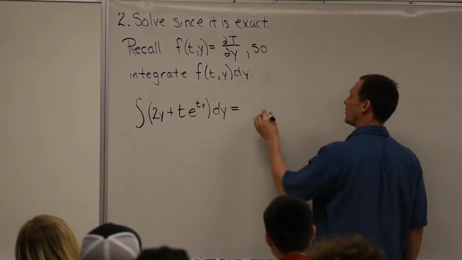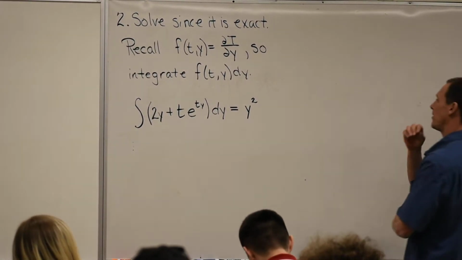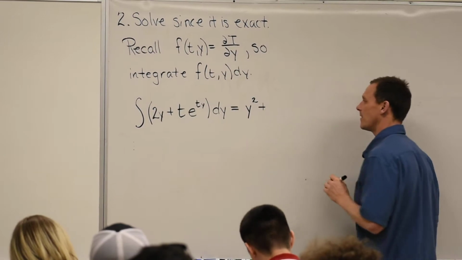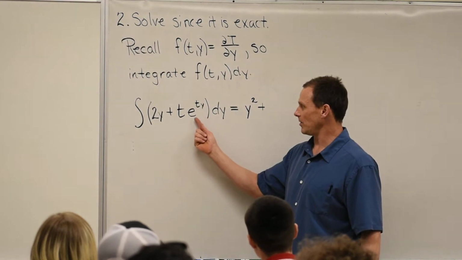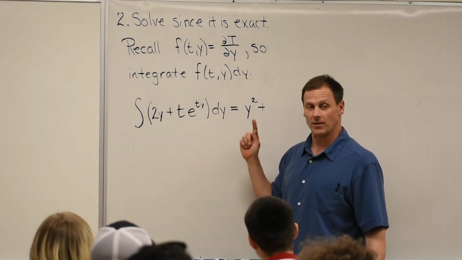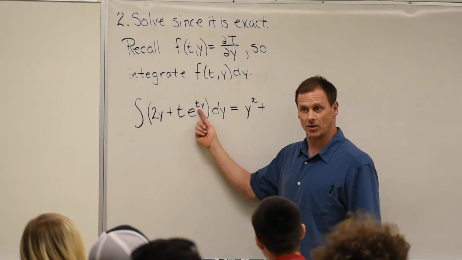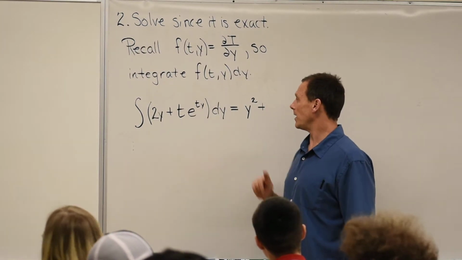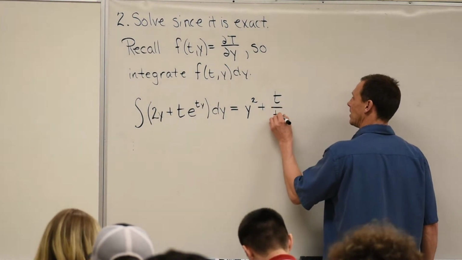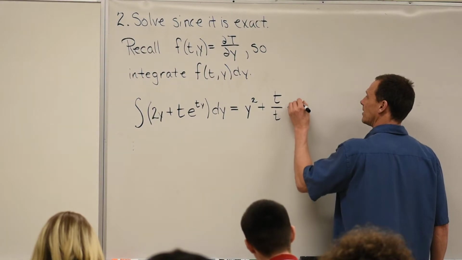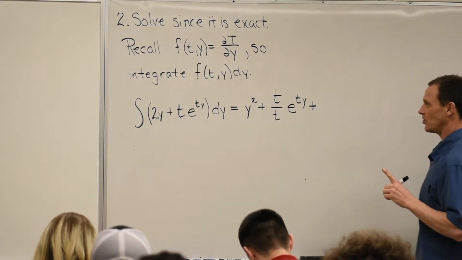I think we're going to get a y squared plus, oh, t is a constant, isn't it? t is a constant. So the only y, just think of this as e to the ay, if you will. So I would need to divide by my coefficient, my t. And I think I would have that. So I'd have t over, divide by t, e to the ty plus. Now, here's the tricky part.